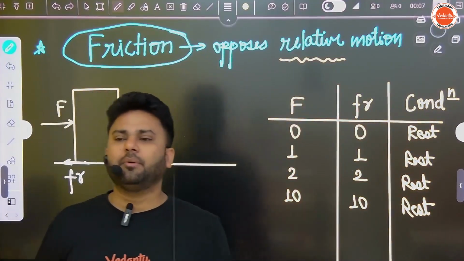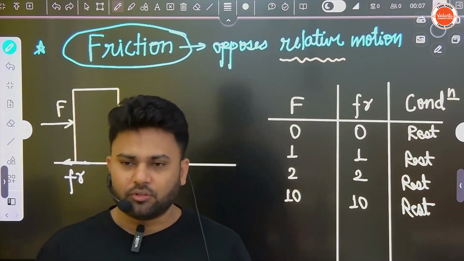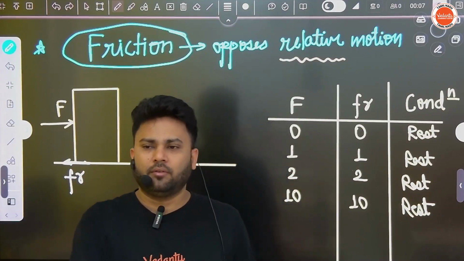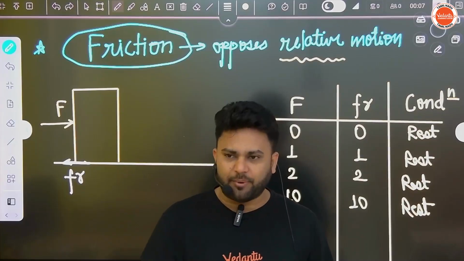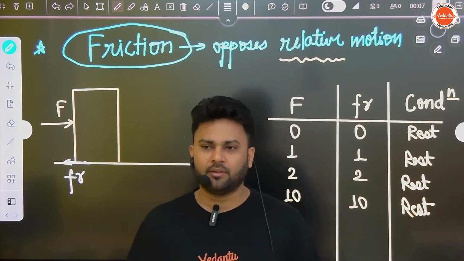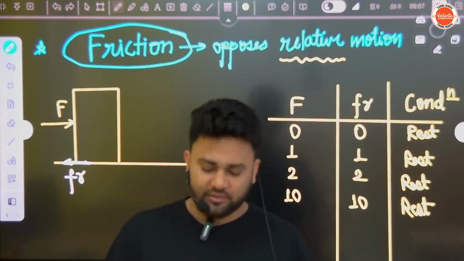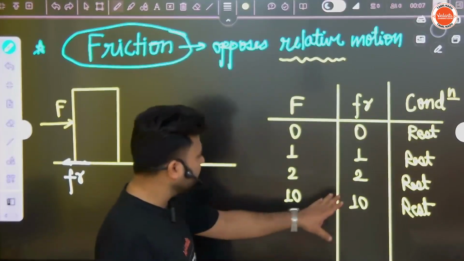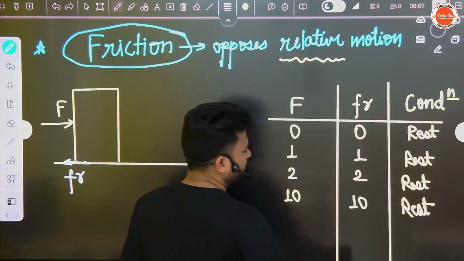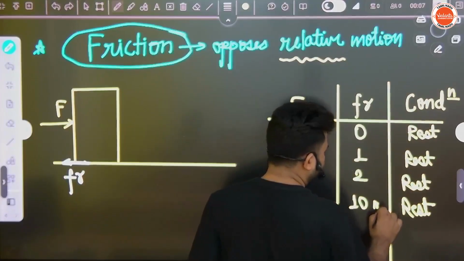Every person has a maximum limit. Suppose I am trying to go, and there is a small boy who is trying to oppose me, saying don't go. But he will have some maximum power, no? Maximum limit. If we cross that limit, that boy won't be able to stop me. So suppose this was the maximum limit of friction. This is the maximum value of friction.